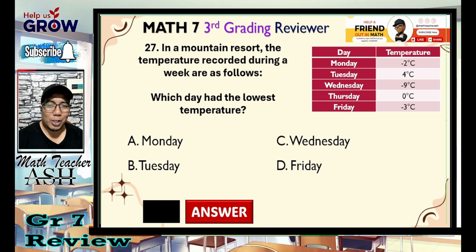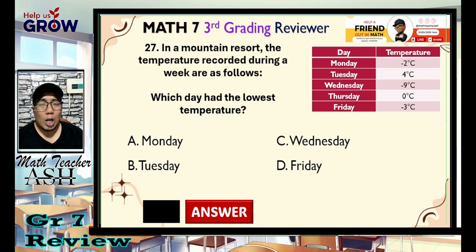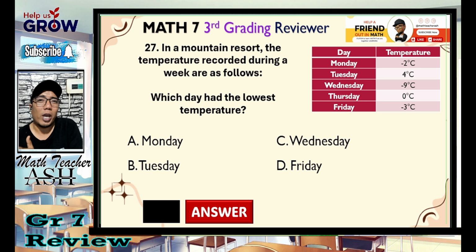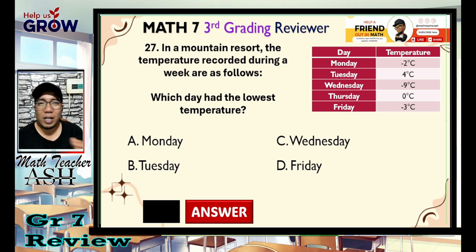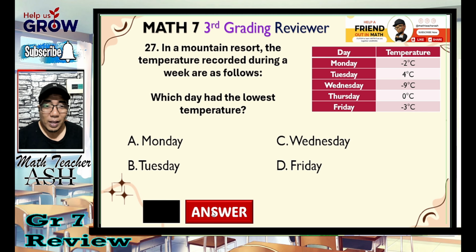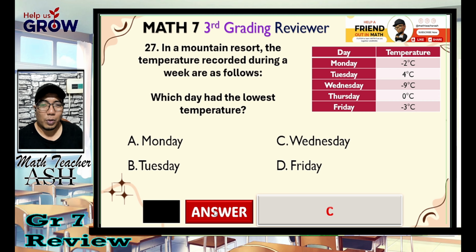Okay, my dear math learners, in order for us to know the lowest temperature, this is the number that is far away from 0 in the number line. Among the given temperatures here, the number that is farthest from 0 is negative 9 degrees, and that is on Wednesday. So the correct answer is letter C. Let's check whether we are correct. Okay, easy, right?